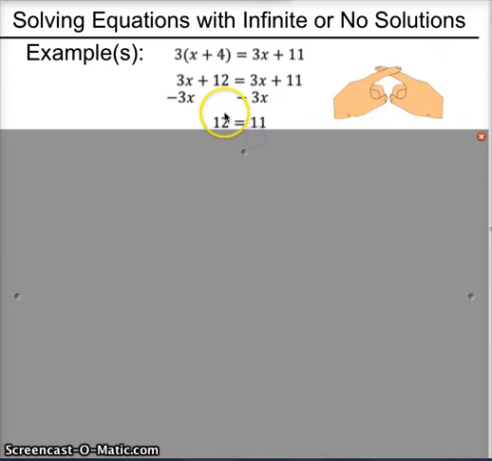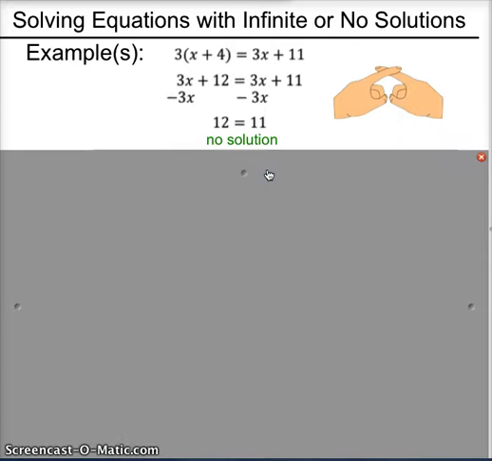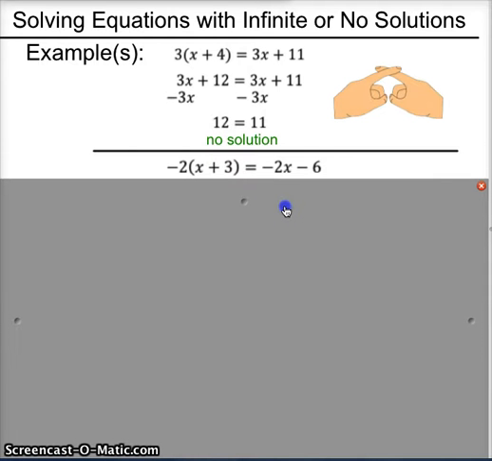leaving me on the left side with 12 because this 3x and minus 3x cancel out, but then the same thing happens on this side. So I get 12 equals 11. Well, 12 does not equal 11. That is not a true statement. And so I have no solution because there's no number in the world that I can substitute in for x that'll keep my equations balanced, because here I'm multiplying by 3 and adding 12, and if I plug in a number here, I multiply by 3 and add 11, so obviously nothing will work to make that true. Let's look at another example.